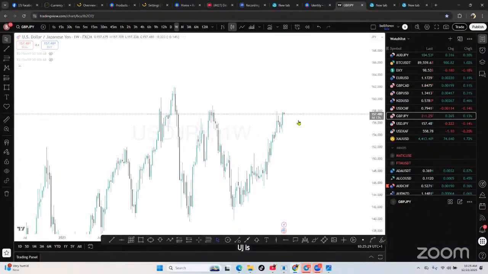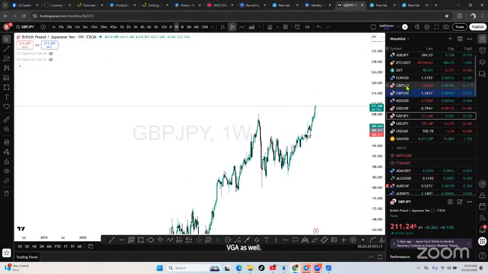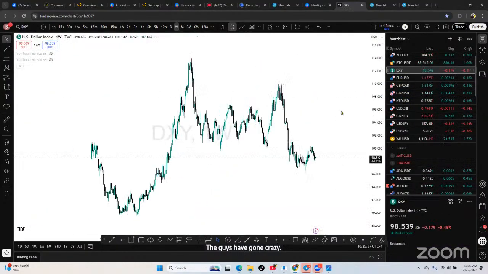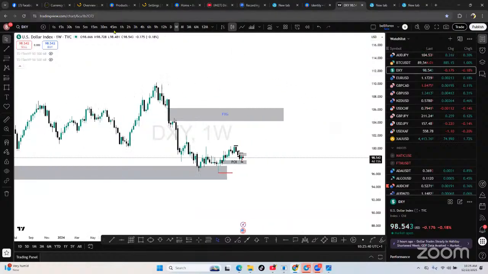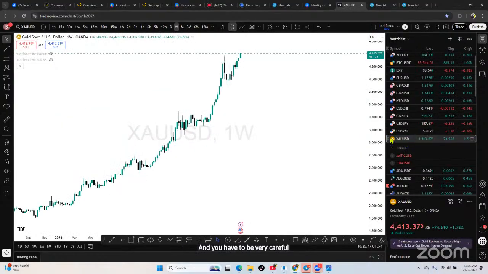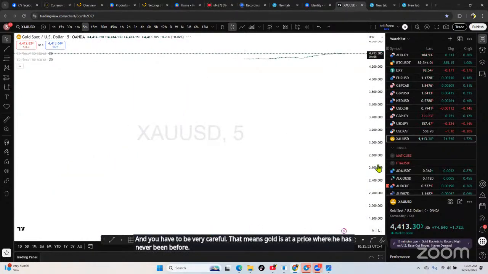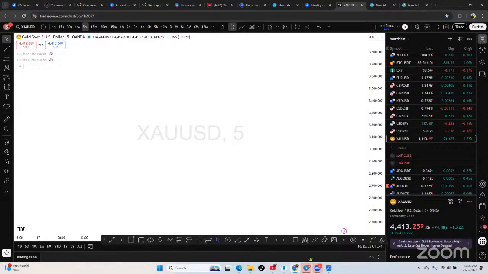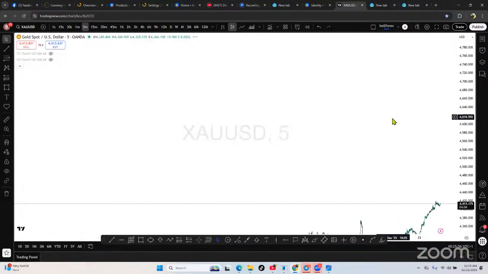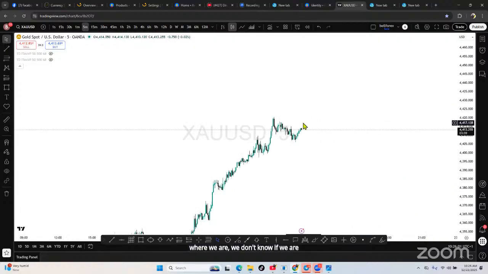UJ is on a critical point. DJ as well. The guys have gone crazy. So I think there can be slight opportunity. Gold is on an all-time high, and you have to be very careful. That means gold is at the price where it has never been before. Where we are, we don't know if we are going to have further push, or we're going to have a break, or what's going to happen.